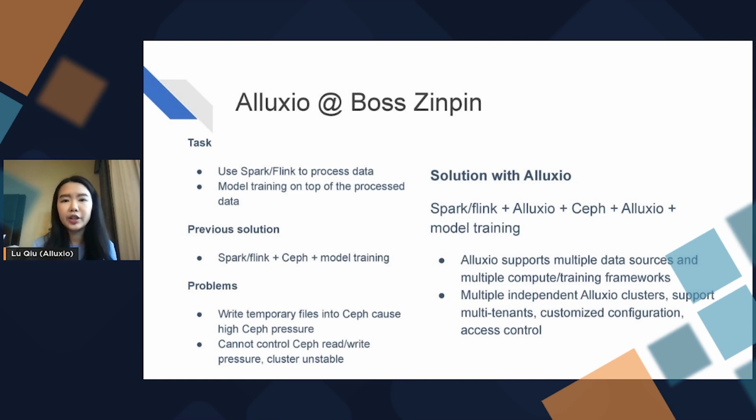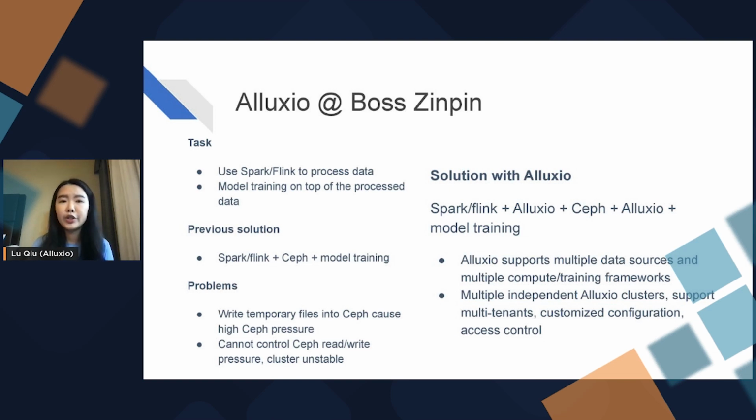Their original solution is that they use Ceph. Ceph is a persistent storage. They write the preprocessed data into Ceph, and then model training directly reads those data from Ceph. And multiple problems are found here. First, not only all the persisted data is written to Ceph under storage, but all the temporary files, like the transformation files during the ETL stage, may be many, and all those files will also be written to Ceph and put Ceph under really high pressure, and those data do not need to be persisted.